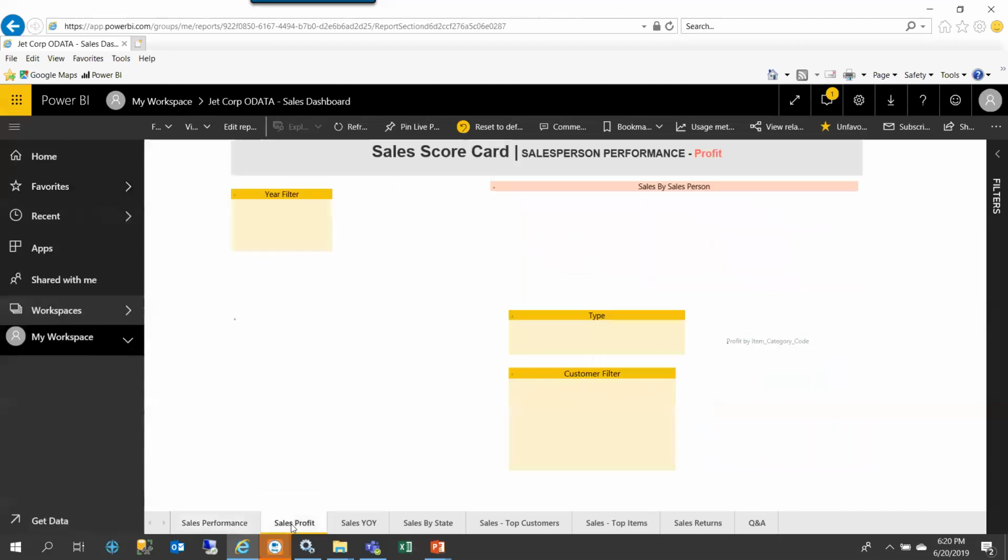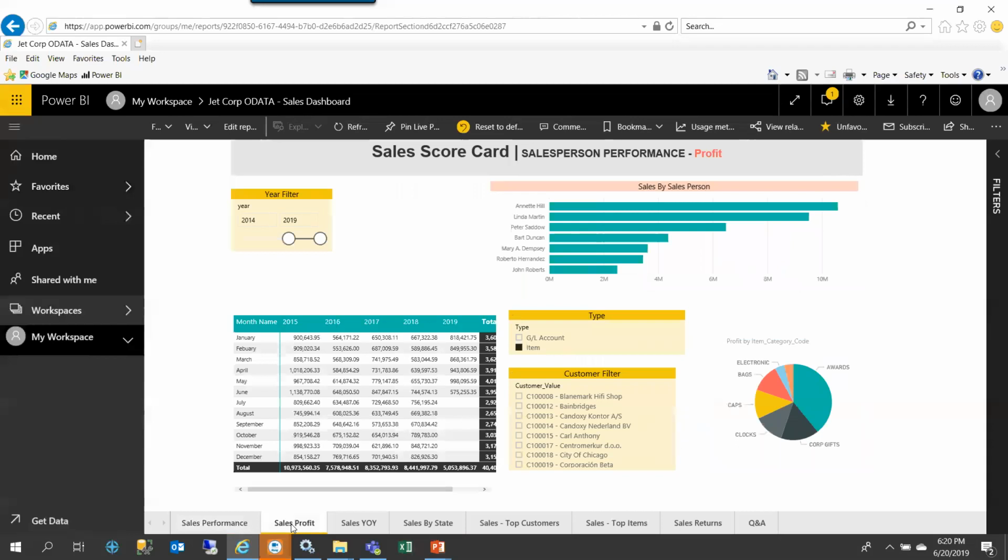The sales profit tab answers the following questions. Just because my salesperson brings in the highest sales doesn't mean that it necessarily brings the highest profit to the company. On this tab, we're looking at the profit from each salesperson on a relative basis and allows us to do analysis.